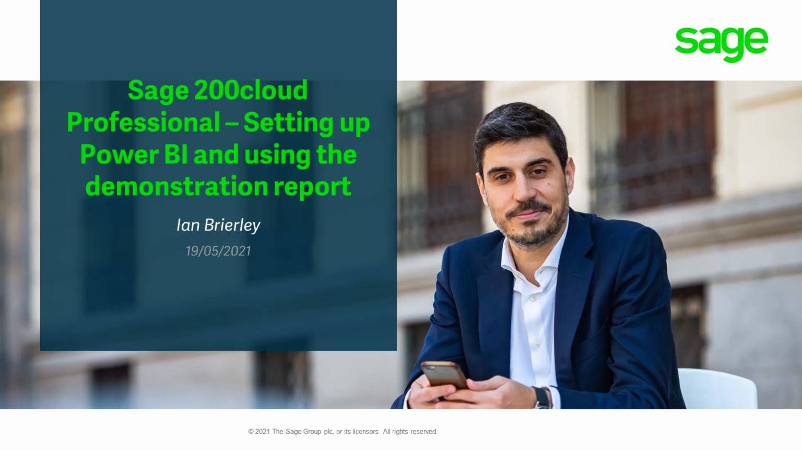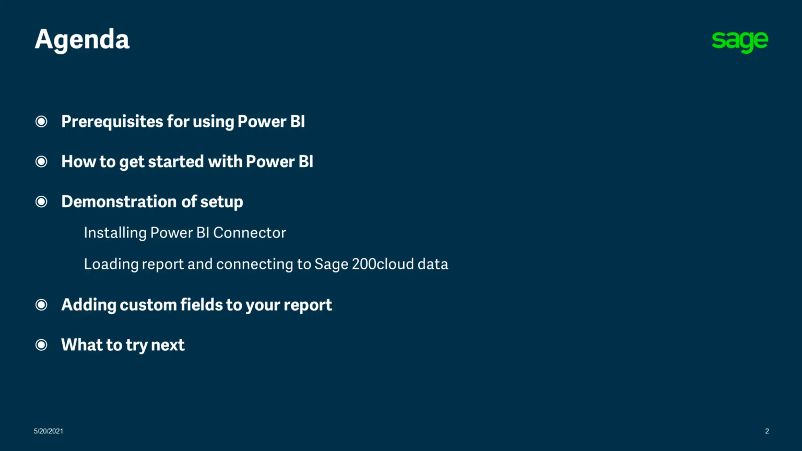Today I'm just going to take you through this brief video on setting up Power BI and using the demonstration report. We'll look at the prerequisites for using Power BI and how to get started with Power BI. We'll go through a demonstration of the setup, which includes installing the Power BI connector, loading the customer's report and connecting your Sage 200 cloud data. We'll take a quick look at adding custom fields to your report in case there's other information you want to pull in, and then we'll talk about what to try next.